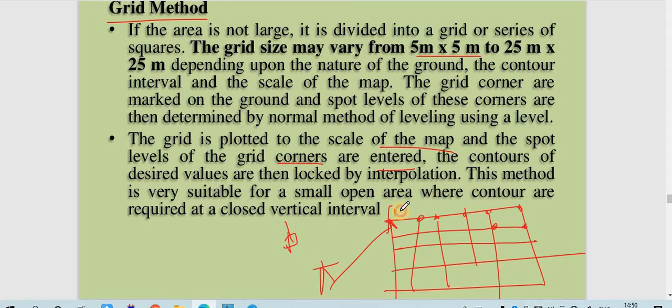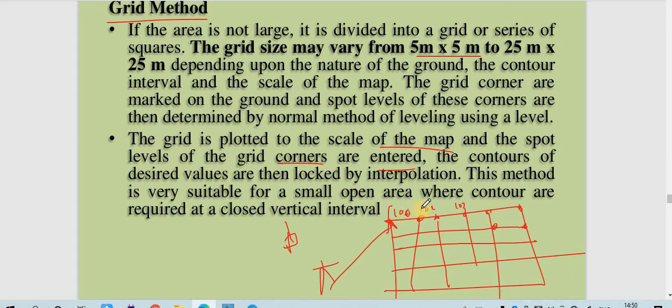Then we will have to mark the reduced level. Suppose this is 100, this is 102, this is 103, and so on. You have to mark all the notations which we have got by calculating. Then this method is very suitable. And then, with the help of interpolation, we can find out the reduced level of this point. Suppose we have to find out the reduced level of 101.